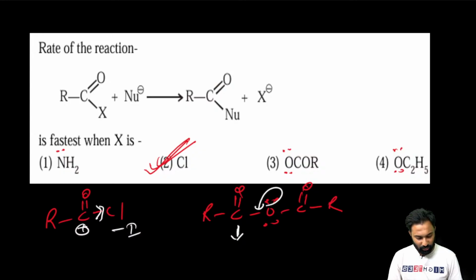And the NH2, due to the presence of the lone pair of electrons, what will it do? Due to resonance, it will decrease the electrophilic strength. Sorry, the electrophilic strength, the deficiency of this carbonyl carbon, will be decreased by the lone pair of electrons. So the answer is 2.